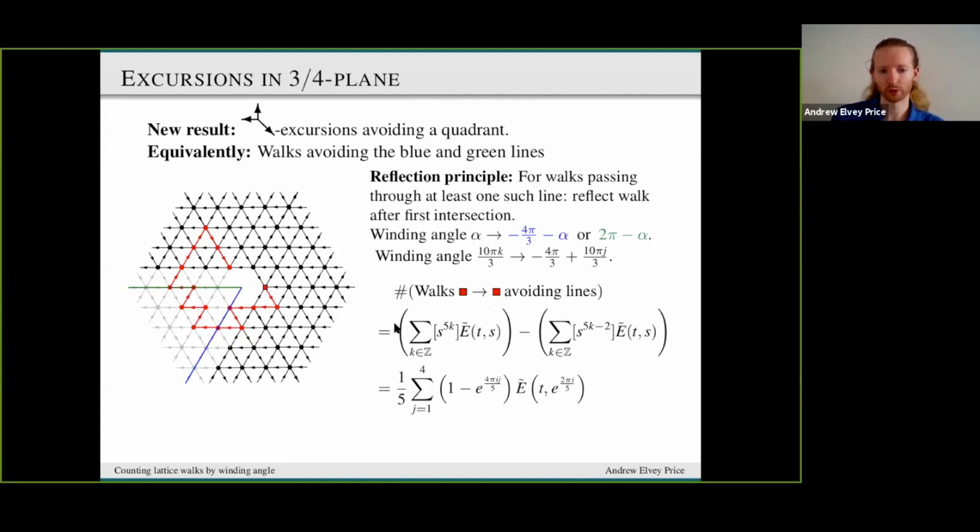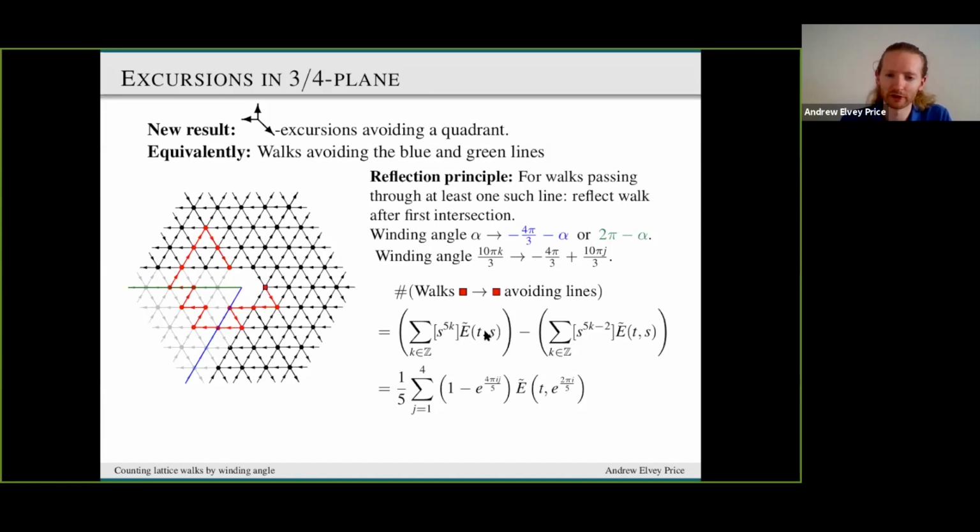Okay, and so what that means is that if we count walks, this expression counts walks which have a winding angle of 10 pi over 3 that do pass through one of the 2 lines. The second expression in the second line counts walks which have a winding angle of pi over 3 plus a multiple of 10 pi over 3, which have to pass through one of the 2 lines.